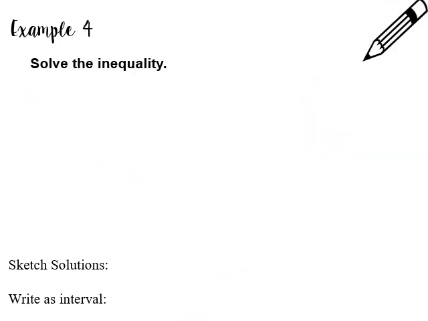Here's our last example. The absolute value of x plus 4 is greater than or equal to 6. Let's go ahead and set up our two equations. x plus 4 is greater than or equal to 6. And the negative portion, negative times x plus 4 is greater than or equal to 6.